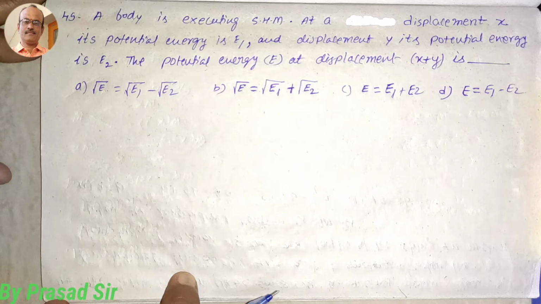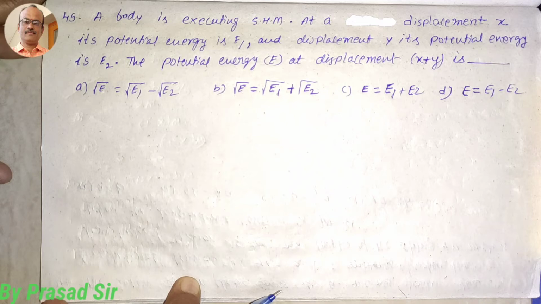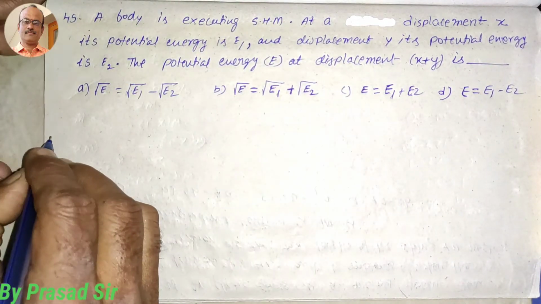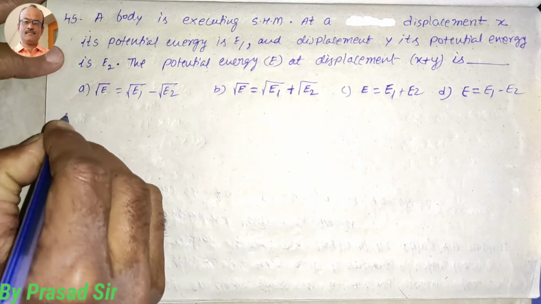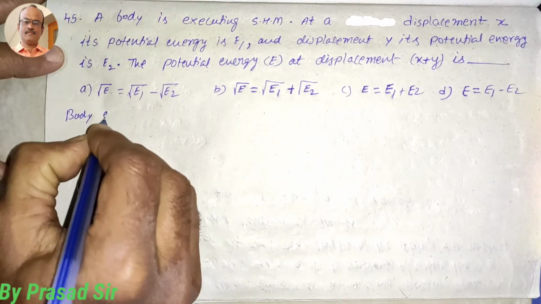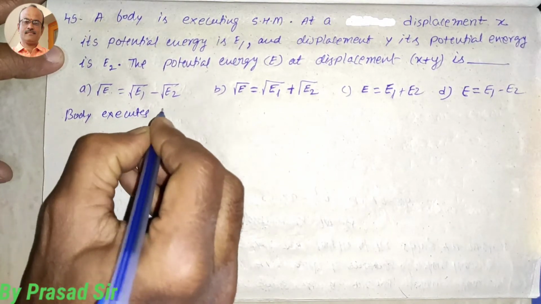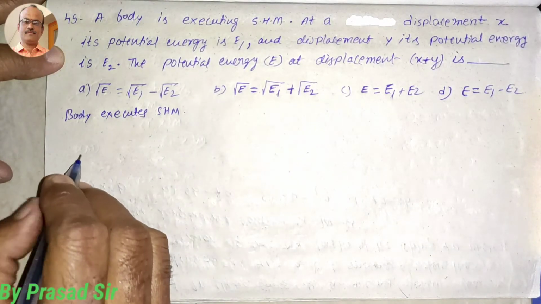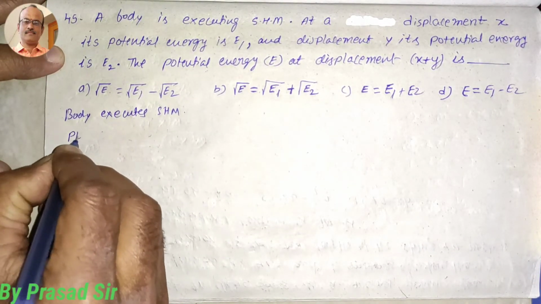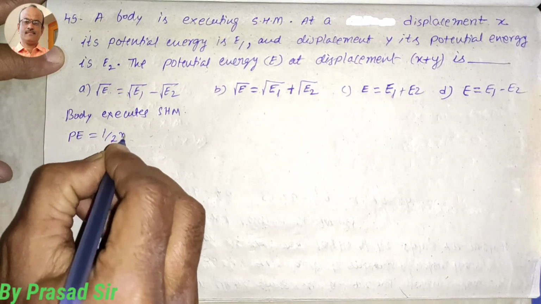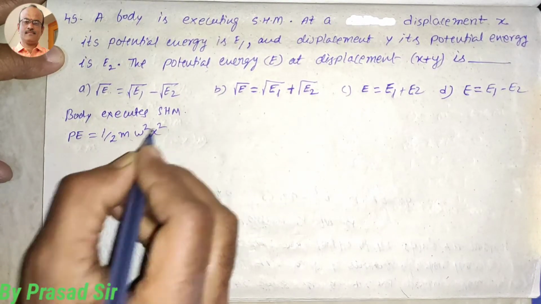Now question number 45. A body is executing simple harmonic motion. At a displacement x, its potential energy is E1, and at displacement y, its potential energy is E2. The potential energy E at displacement x plus y is how much? So first of all, the body executes simple harmonic motion. The potential energy formula is half m omega square x square.